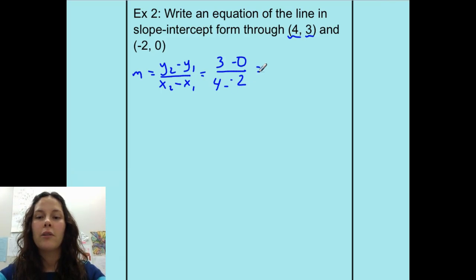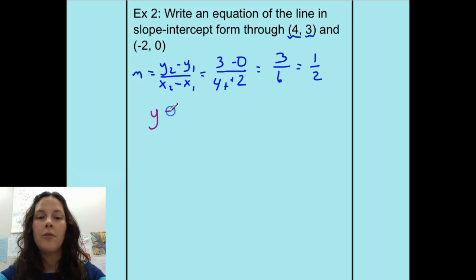In the numerator, 3 minus 0 is 3. In the denominator, when I cancel my subtraction by adding the opposite, I get 4 plus 2 is 6. And when I simplify 3 over 6, notice this is different from the slope I got first time. The first slope is 6 divided by 3. Now I have 3 divided by 6. 6 does not go into 3 evenly, but I can simplify it to 1/2.